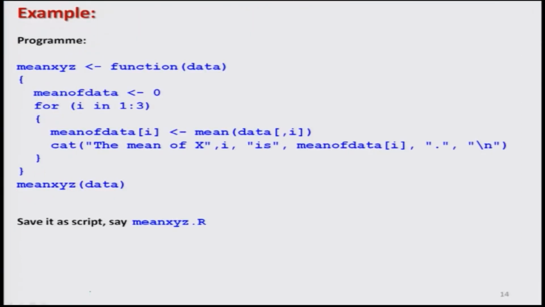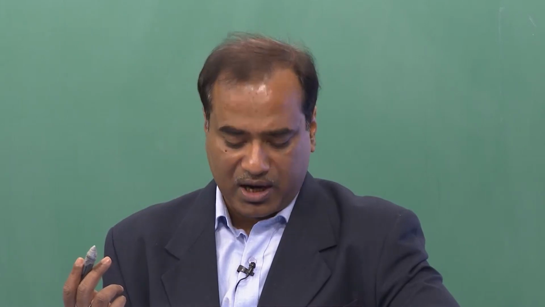I try to write down a program here whose name is mean xyz, and this is given as a function and the input is coming from this file data. I simply define a variable mean of data to be 0 just to initialize the program, and then I use a loop in which I say for i in 1 to 3, that means I have 3 columns, data 1, data 2, data 3. So, I will denote them by data comma i.